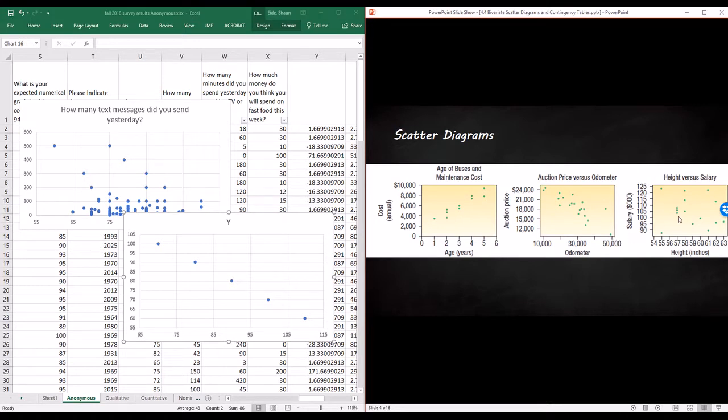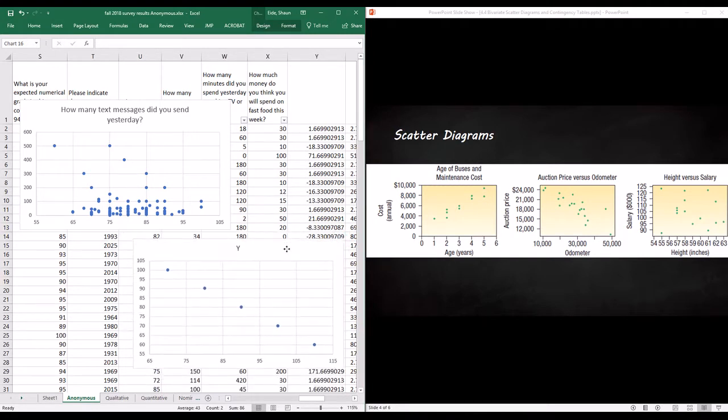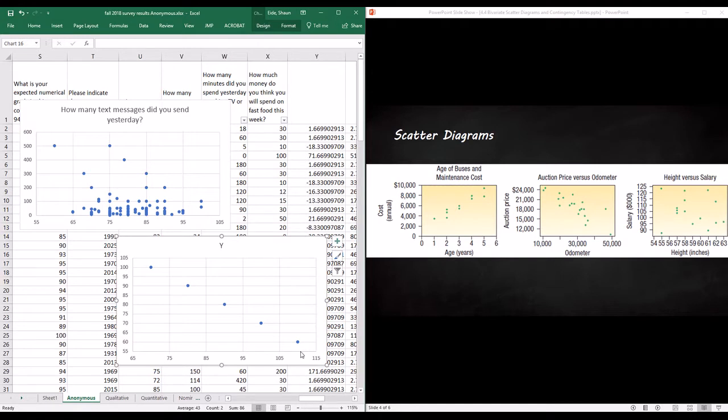Okay. The next one, height versus salary. They want to know, depending on the height of an individual, does it influence or is it correlated? Is it related to the salary? And you can see these dots are all over the place, and there really is no relationship at all. Okay, so x to y, back on the Excel chart, you can see that this is inversely or negatively related. As individuals, the higher an individual's ideal temperature is, the lower number of text messages they sent yesterday.